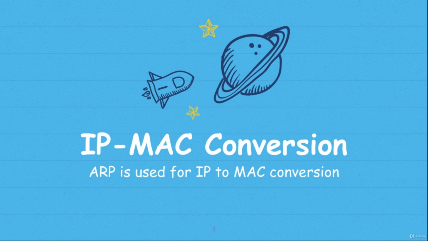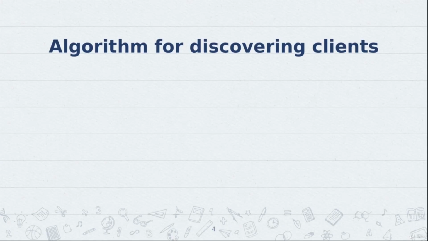But how do we know the MAC address? To get the MAC address of other devices, we use a protocol called ARP. It provides a mapping between IP addresses and MAC addresses. So what this protocol basically does is that you input an IP address and it returns the MAC address of this device. Once you have the MAC address, you can use it to exchange packets with that device. In this lecture we are going to focus on how we can discover clients on a local network.